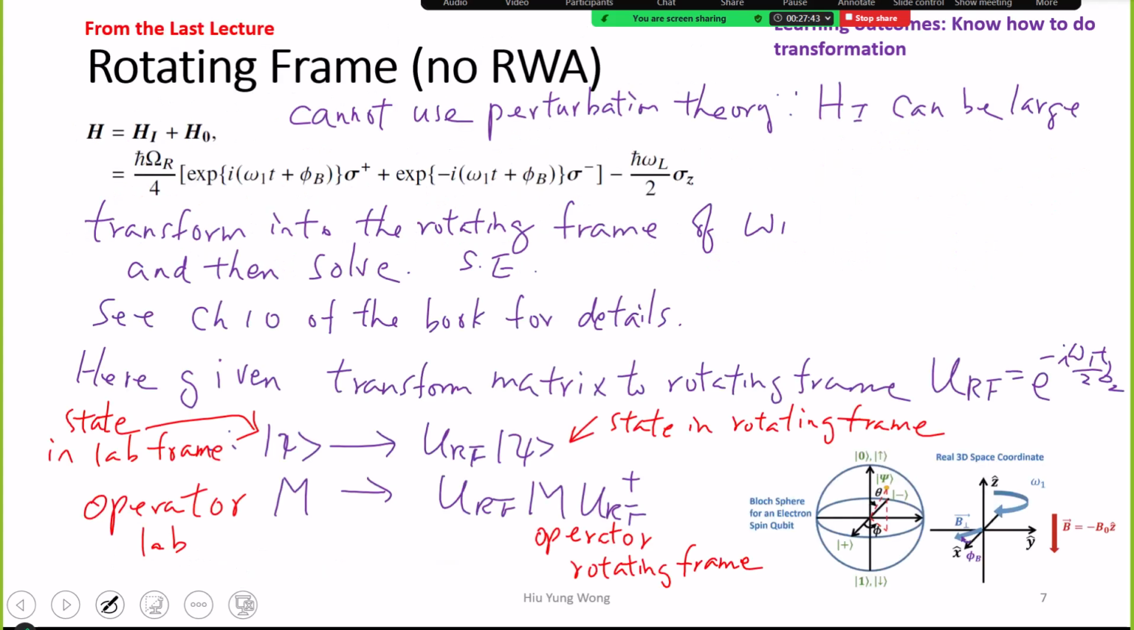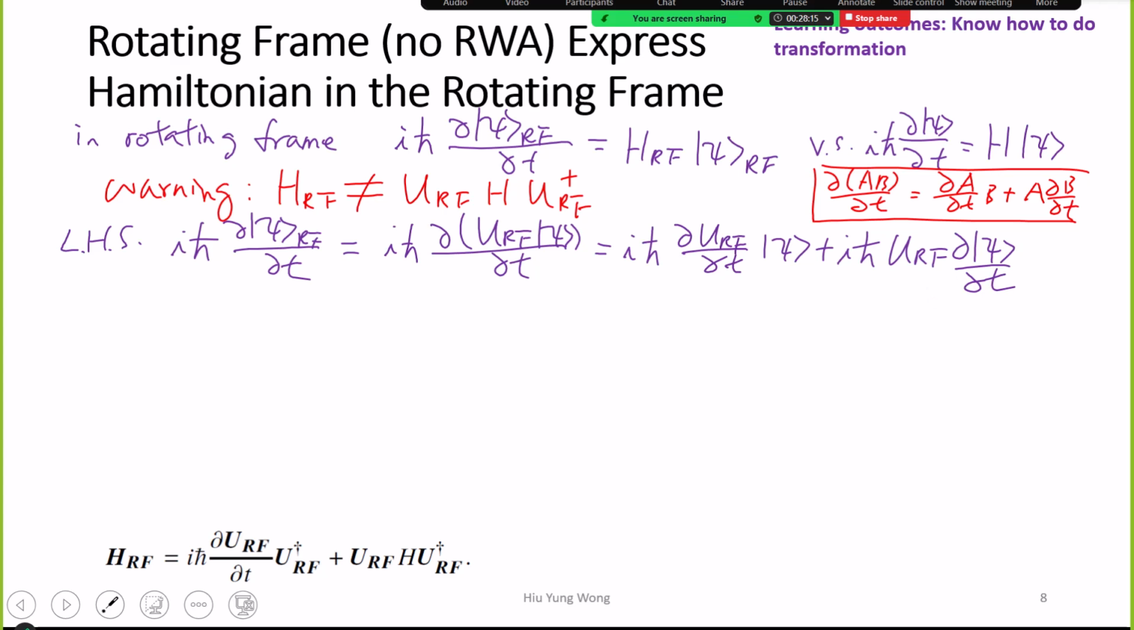Why would it be time dependent? Let's look at this example. Indeed, it's time dependent. The transformation turned out to be, because it's rotating, I will keep up with it, right? It depends on how long it has been rotating. So you cannot assume U_RF is constant. It's time dependent in general. So this is one way to do it.